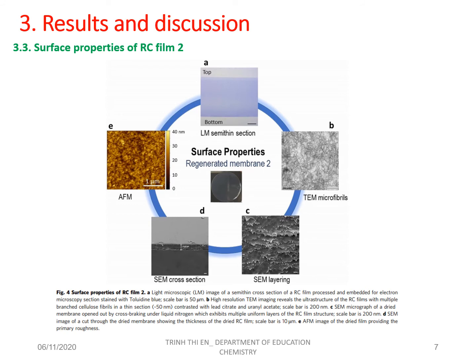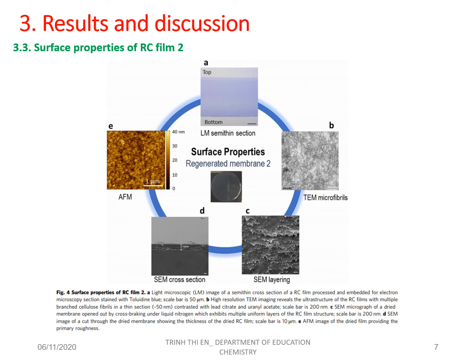microscopy of a cross section of acid film processed in hand. For electron microscopy, the section is stained with toluidine blue, and the thickness is 15 micrometer. And this B is the image of microfiber, and we can see it has an ultrastructure of acid film here, and C is the same image of same layering.